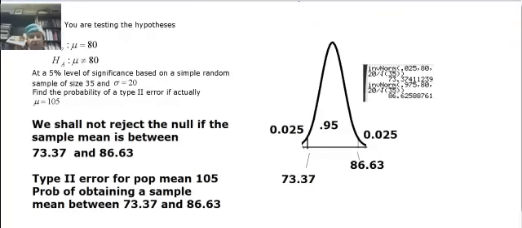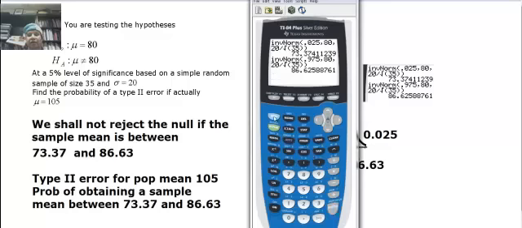Okay, going back here. So now I want the second distribution, normal CDF, right? Then we have 73.37, 86.63, and then the actual mean is 105, and then 20 over the square root of the sample size, 35. And that should give you the answer.